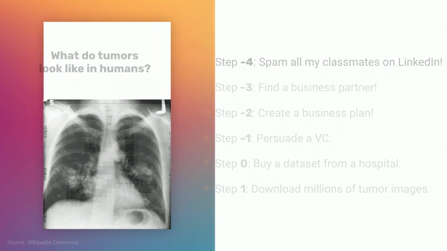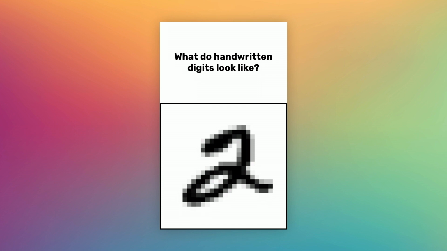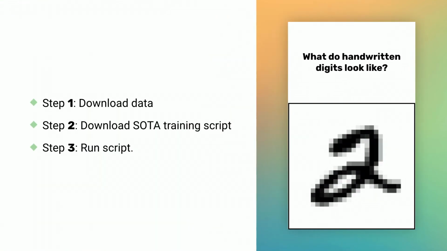But if we wanted to answer a different question, what do handwritten digits look like? Well, this would be super simple. We would download a data set, download a state-of-the-art training script, and run it. And right then and there, within only a few minutes, we would have a state-of-the-art classifier with potentially superhuman ability to identify these kinds of patterns. So why is there a difference between these two?